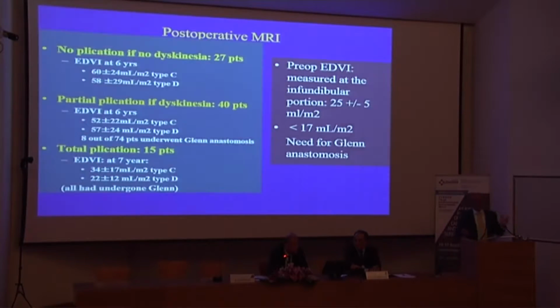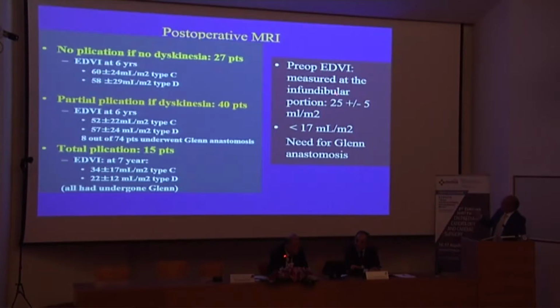At the beginning of my experience, I was trained by Carpentier, and I started plicating all the atrialized chamber, no dyskinesia, akinesia. And here, when I took this patient back again for control, as you see here, compared to the no plication or partial plication group, the end-diastolic volume indices are very small. And all these patients had undergone Glenn anastomosis.